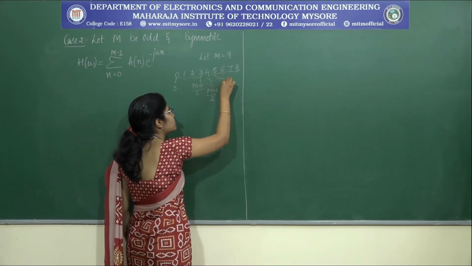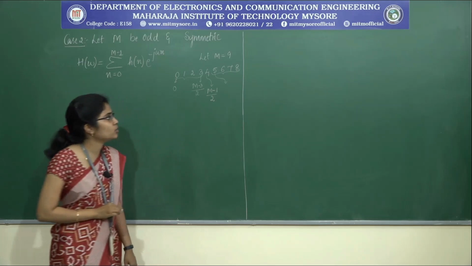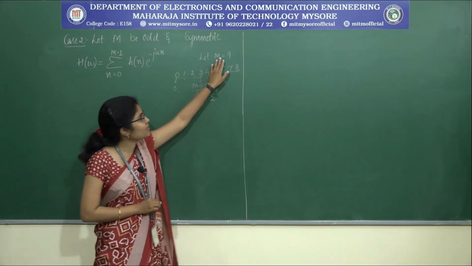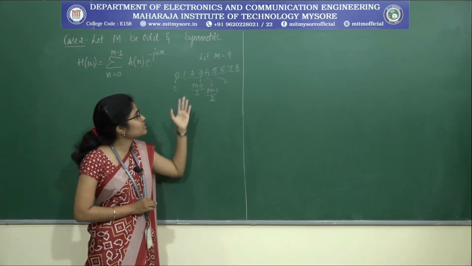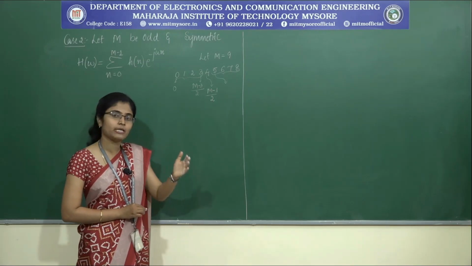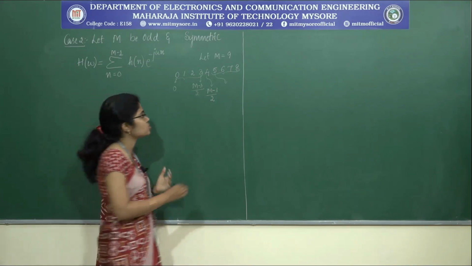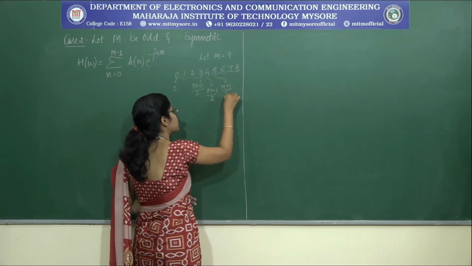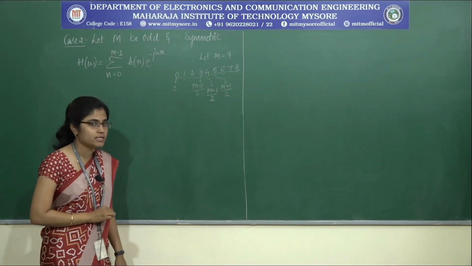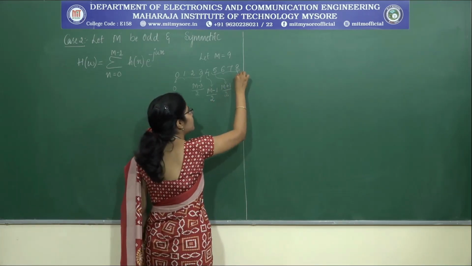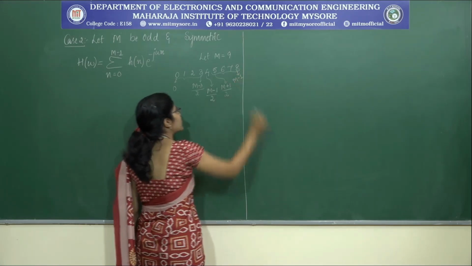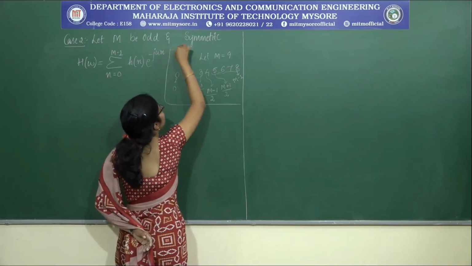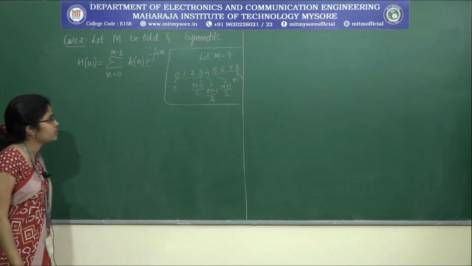Similarly, I need to check the condition where I need to get the indexing as 5. In order to make it 5, I can add plus 1 to m. If I add 1 to m, 9 plus 1 is 10. If I divide 10 by 2, I get 5. So, the lower limit of the second summation is m plus 1 by 2. m is 9, 9 plus 1 is 10, 10 by 2 is 5. Finally, the upper limit will be m minus 1. So, 9 minus 1 is 8.